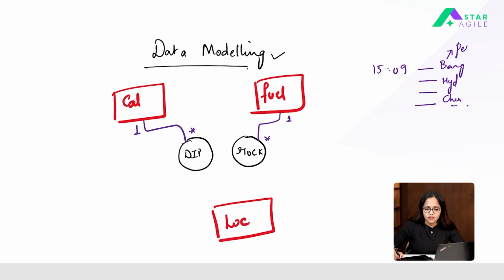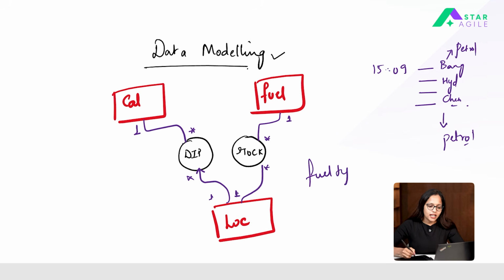Even in Chennai, the same information is there, isn't it? So there is multiple repetition of your fuel information, of your stock information in your fuel table. So this is a one-to-many relationship. Similarly, when you talk about your location, one location can have different dip entries, and one location can also have different stock entries because the fuel type is different, isn't it?